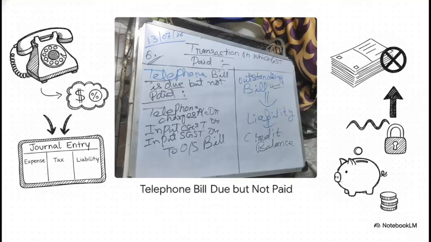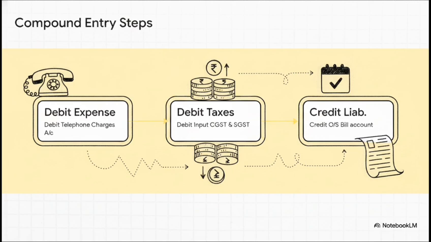Let's use a telephone bill as an example. The bill is due, but it's not paid yet. Now, telephone services attract GST. You've incurred the business expense and the tax, but absolutely no cash has left your bank account. This requires a compound journal entry, merging the expense, the tax, and that brand new liability all into one single record. So here's how you break it down step by step.